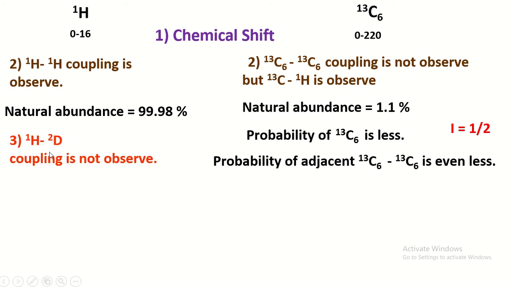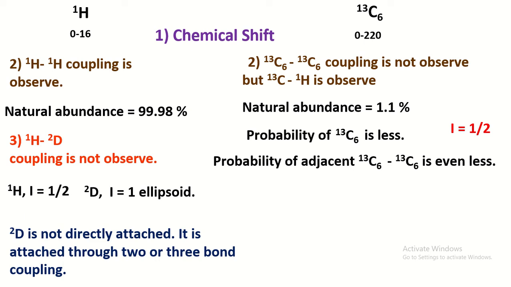Then next, hydrogen-deuterium coupling is not observed in H-1 NMR spectroscopy because the spin quantum number of hydrogen is 1/2, but the spin quantum number of deuterium is 1. Therefore, the shape of the deuterium nucleus is ellipsoid. Therefore, the spinning effect of the deuterium does not affect the spin of the H-1. Therefore, H-1 deuterium coupling is not observed because it is far away. It is not directly attached, but attached through 2 or 3 bonds. Hence, such a coupling is not observed.